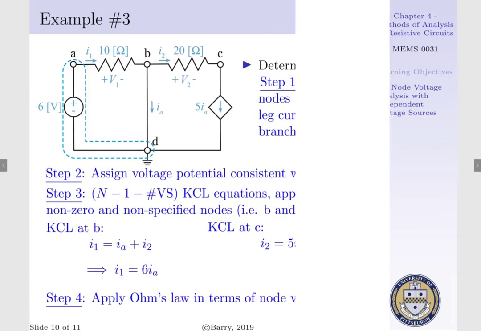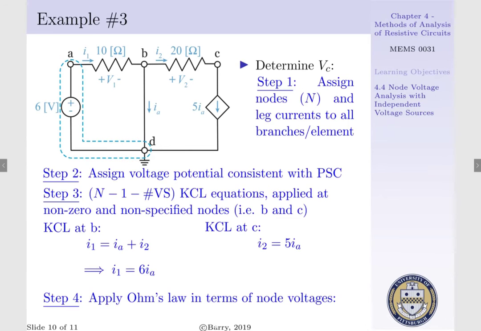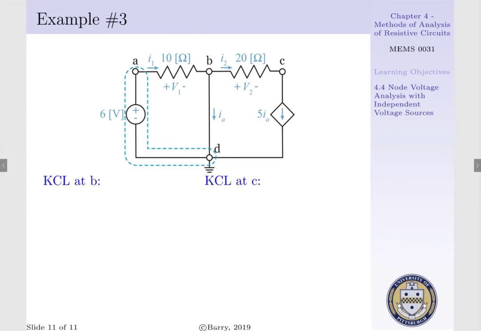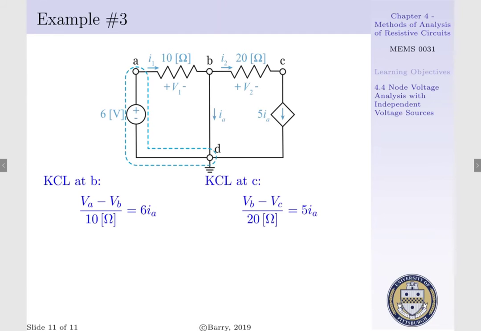Now step 4 is to apply Ohm's law in terms of our node voltages to our KCL equations. Starting at node B, we had I1 was equal to 6IA, such that I1 can be expressed as VA minus VB per 10 ohms, and this is equal to 6IA. Our KCL equation at node C stated that I2 was equal to 5IA, or we can express I2 as VB minus VC per 20 ohms, and this is equal to 5IA.